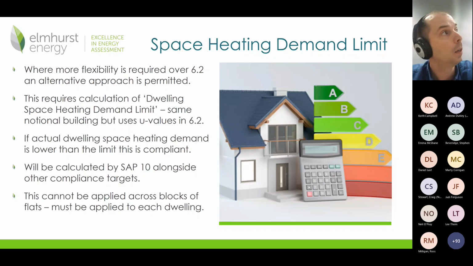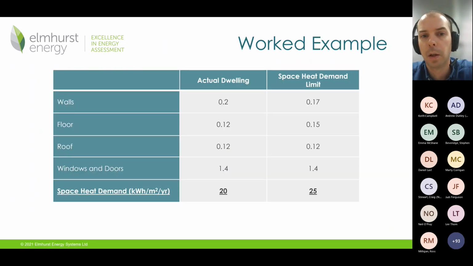Now, space heating demand is already used in section 7, and it can be obtained out of the SAP calculation worksheets. But to give you an example, we've got a dwelling here. For some reason, the walls aren't going to be built to the limiting value of 0.17. They're going to be built to 0.2. However, they've made up for that by improving the floor, and the roof's the same. Just improving the floor alone in this instance results in a space heating demand of 20 kilowatt hours per metre squared per year, compared to 25 in the space heating demand limit. So therefore, that is still a compliant dwelling.